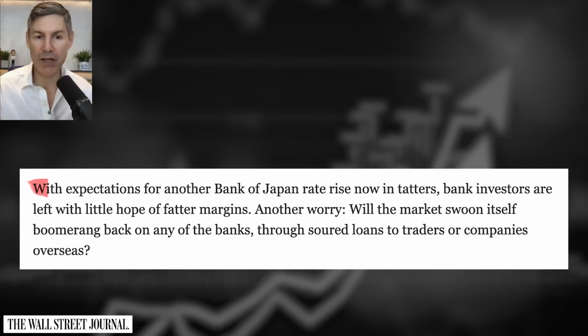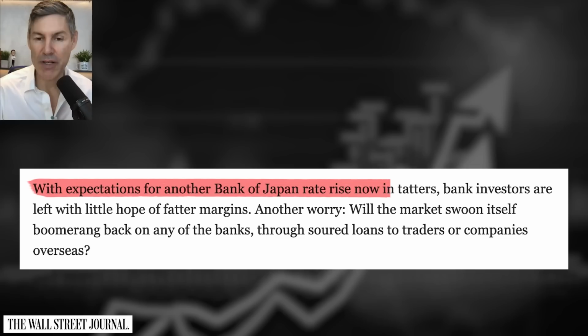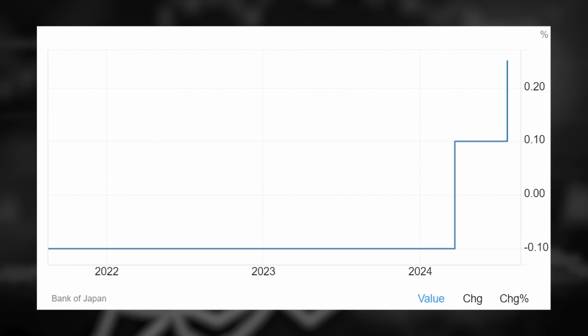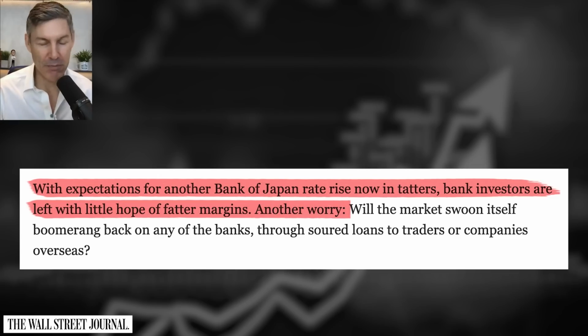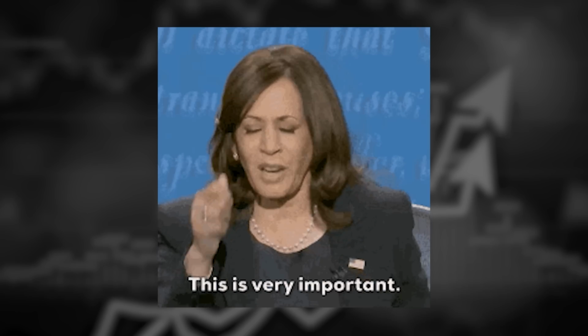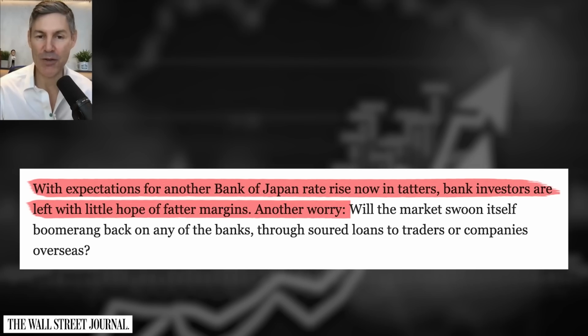But now, with expectations for another Bank of Japan rate rise in tatters, and I would say a possibility of the Bank of Japan doing a complete 180 and actually cutting rates just weeks after they raised them, bank investors are left with little hope of fatter margins. Another worry, I think this is much, much more important. I don't think this has much to do with just a huge sell-off because of the BOJ.